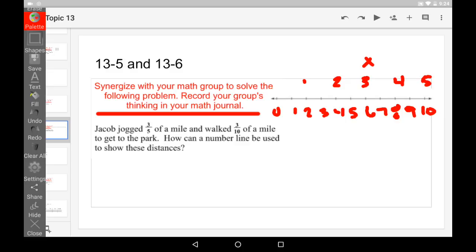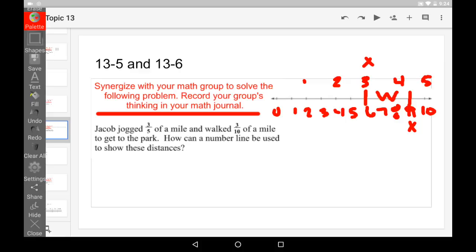So he went another 1, 2, 3. He's here right now. He went 1, 2, 3. He would be here. So how can we show those distances? Well, so far, has he made it to the park? No, because he's really only here. That's as far as he's made it so far, because he jogged to here, and then he walked, I'm going to put a W, that distance.